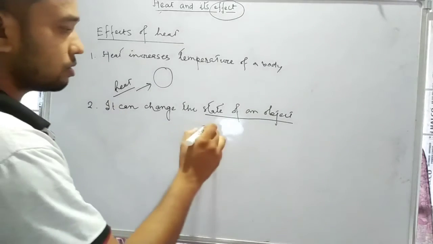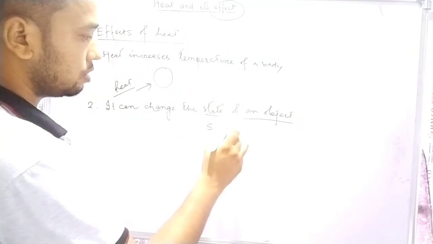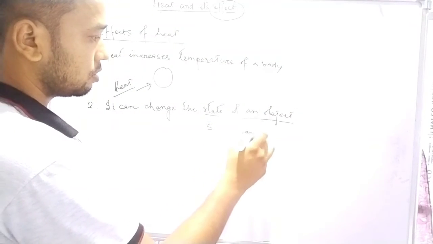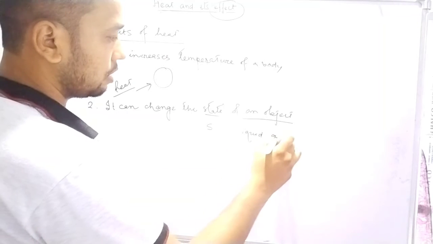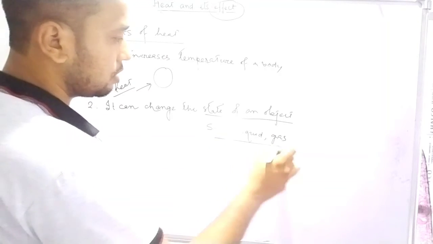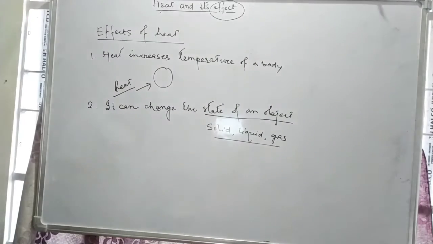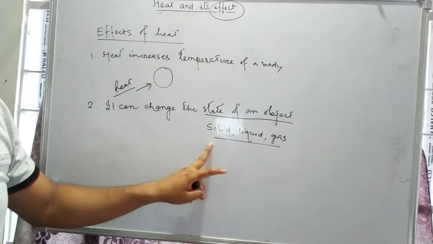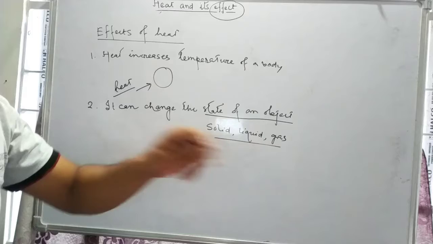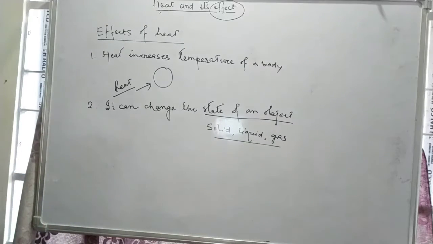State means solid, liquid and gas. These are the three states of an object. An object can remain in a solid state, a liquid state or a gaseous state. Okay, how can heat change this state?